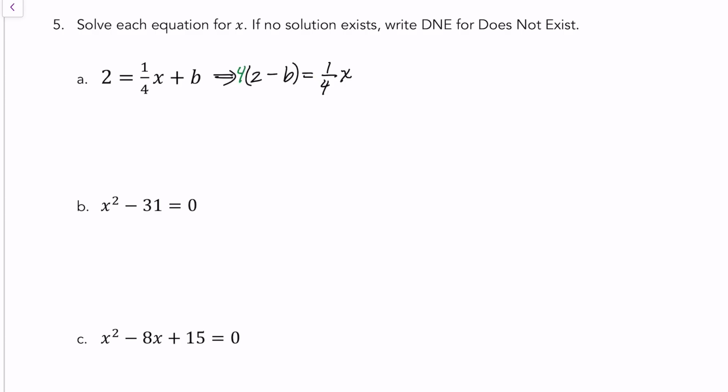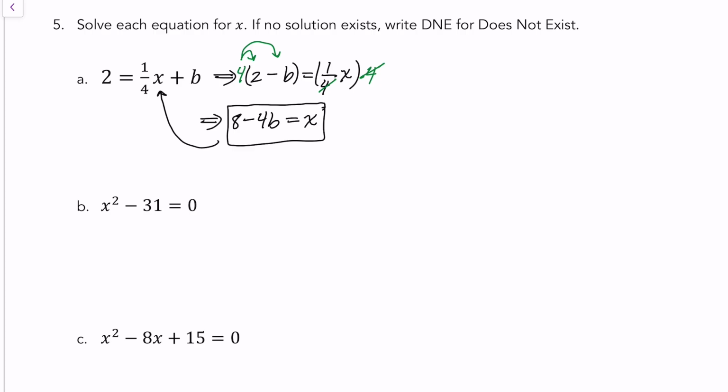This is times 4. When I do that, this is going to cancel with this. But now I have to distribute this 4 over here and over here. So this is going to become 8 minus 4b equal to x. And that is our solution. Now, if you plug in 8 minus 4b in this expression on the right-hand side, you should get 2. For problems like this, it is always a good idea to check your solutions. Whenever you're trying to solve an equation for x, you can always verify your own work.